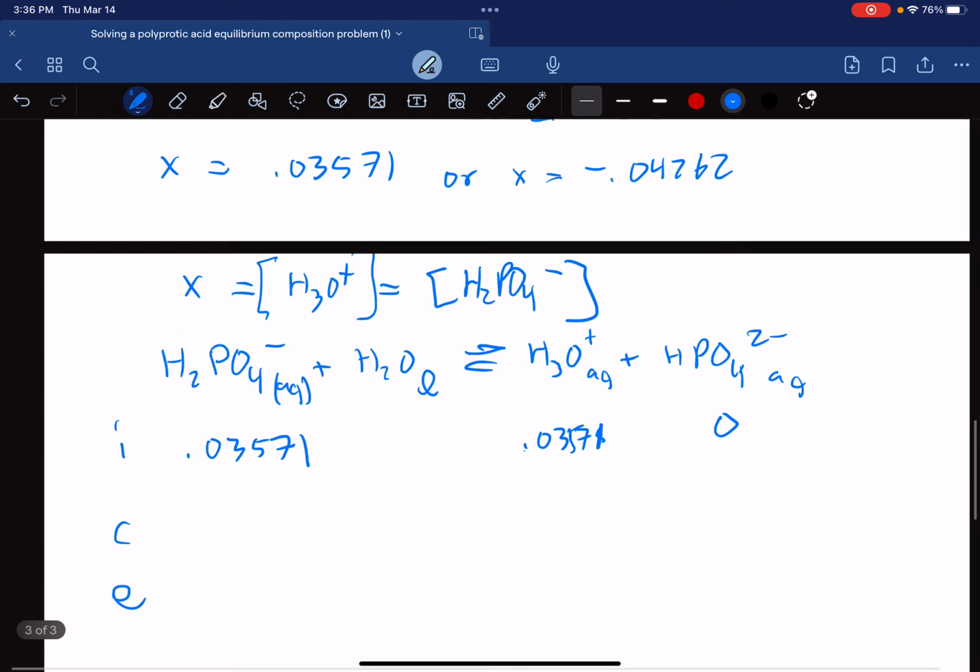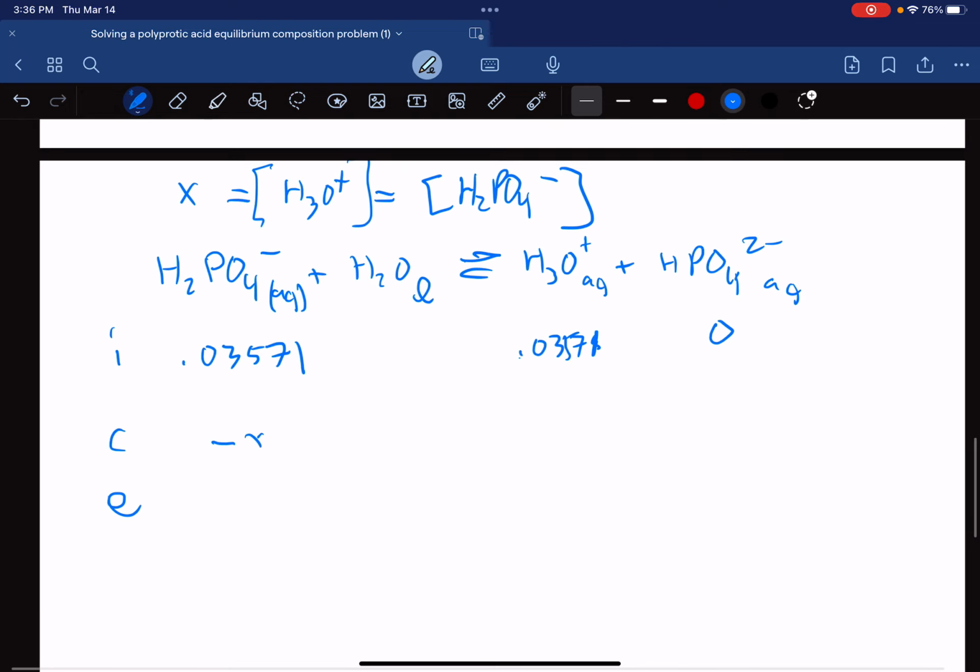Now, again, as is always the case, we're going to go minus x here, we're going to go plus x here, and we're going to go plus x here, and then we have 0.03571 minus x, 0.03571 plus x, and we have x.